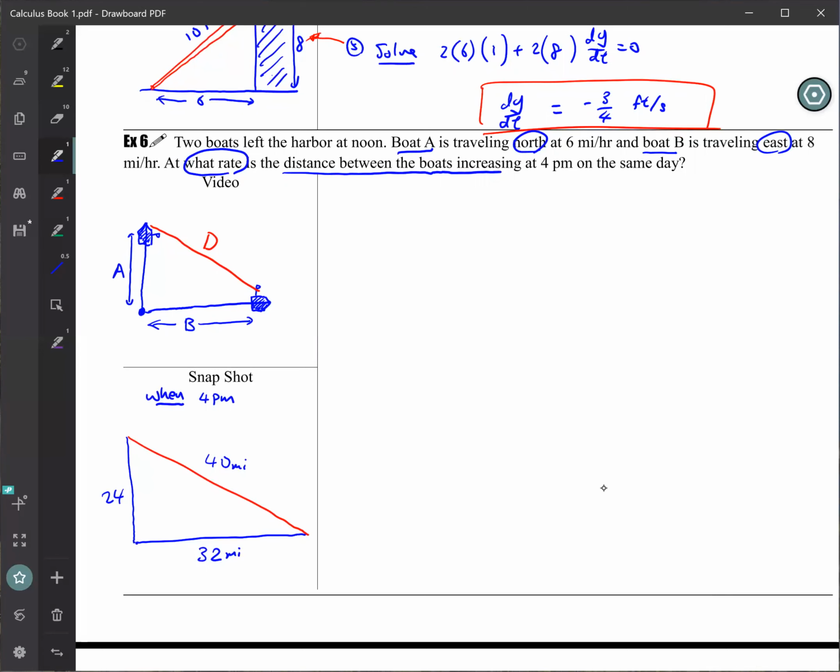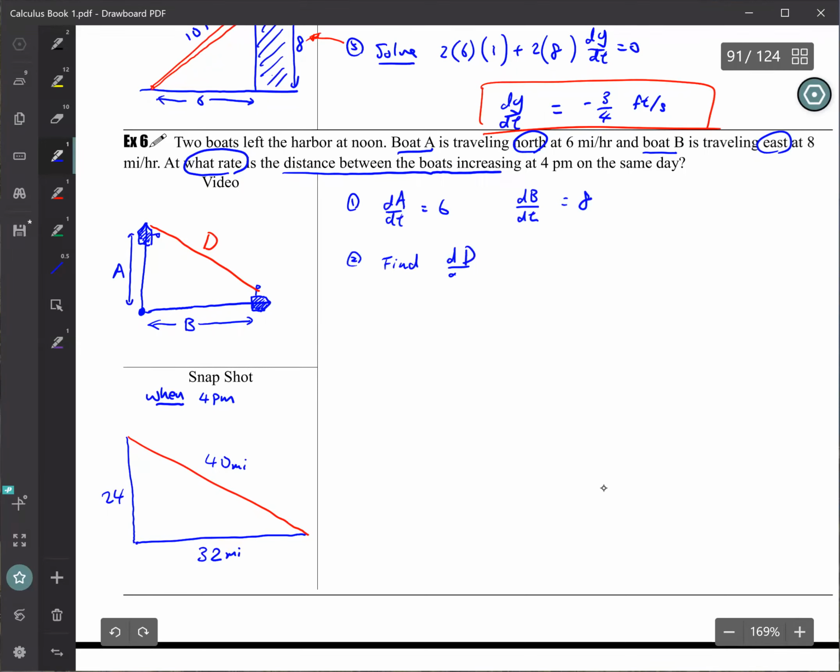Yeah, if they are all given the rate, then you can do it like that. Okay, so given rate, we can say dA/dt going north is 6. We are also given another rate, which is 8. dD/dt when it is 4 p.m.